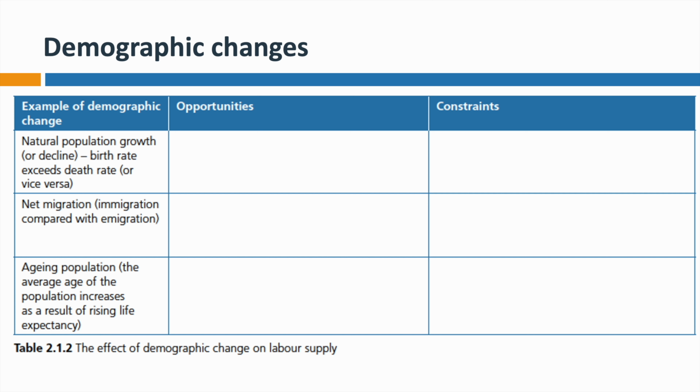So here are some examples of demographic changes. Natural population growth, the fact that birth rate exceeds death rate: can that be an opportunity for the business? What would be, on the other hand, a constraint for the business of this particular demographic change? What about net migration? Immigration compared with emigration. If more people are migrating into our country, how could that be an opportunity? How could that be a constraint?